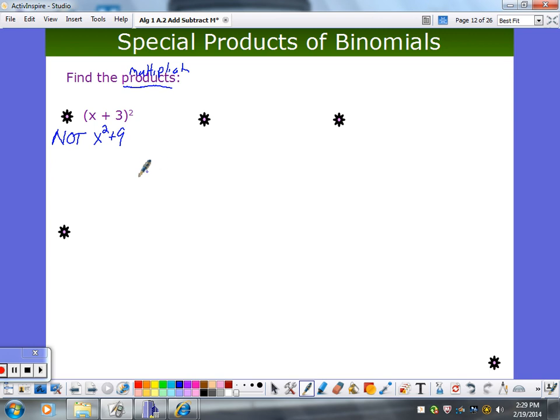Why not? Didn't we just do rules that said the 2 just goes with the numbers? Yeah. So why isn't it working here? Why doesn't it work? Well, it is special, but that's not why. Is the rule that you just put the 2 on both of them? No. What's the rule? You have to multiply both.